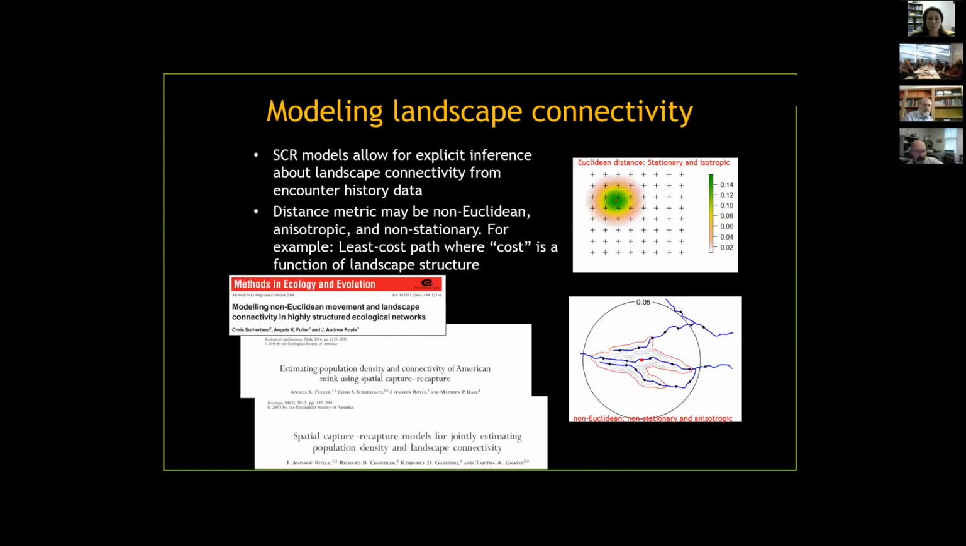Oh, and I should mention that we have a few different papers, Andy Royle and others on the first paper that came out describing this encounter probability model based on connectivity, and then two subsequent papers that Andy, Chris Sutherland, and I are co-authors on.